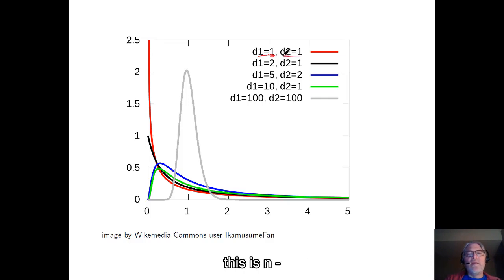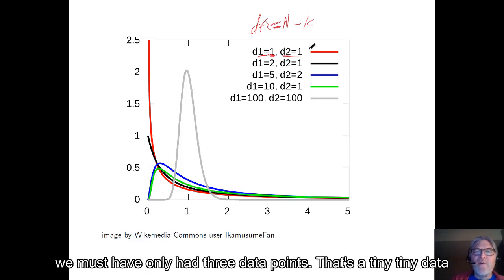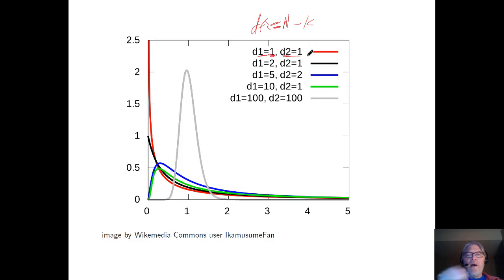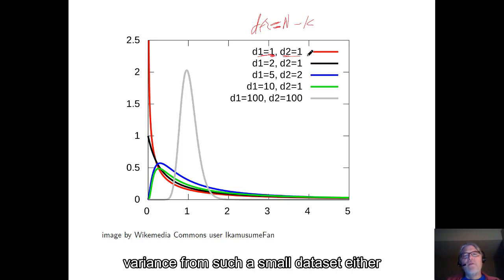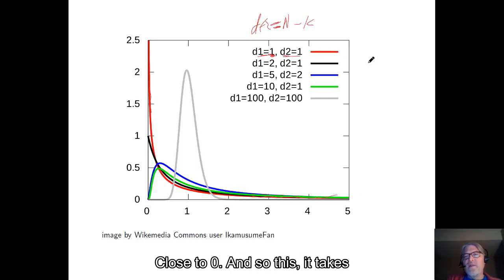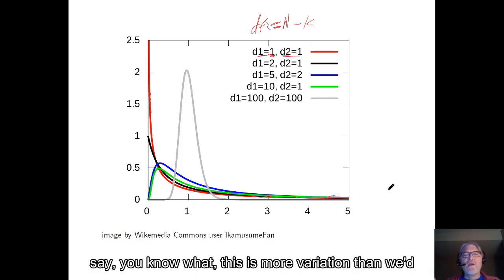And then this is n minus k for the df2. And so if we have two groups and n minus k equals 1, then we must have only had 3 data points. So that's a tiny, tiny data set, right? 2 groups and 3 total samples. Obviously, you're not going to get a very good estimate of the variance from such a small data set, either between groups or within groups. And so you get this really extreme F distribution that really flattens out, but is actually not that close to 0. So it takes a really extreme value in order for us to say, oh, this is more variation than we'd expect by chance.